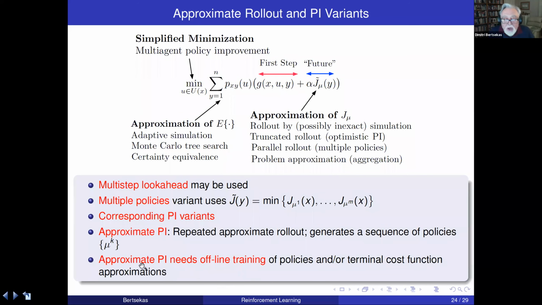Now, as I mentioned earlier, approximate rollout needs offline training. And either for a policy network to do this rollout, or with a value network to approximate the cost function. And, okay, it may use some of this stuff here. For example, you may use multi-agent policy improvement, training offline a neural network.